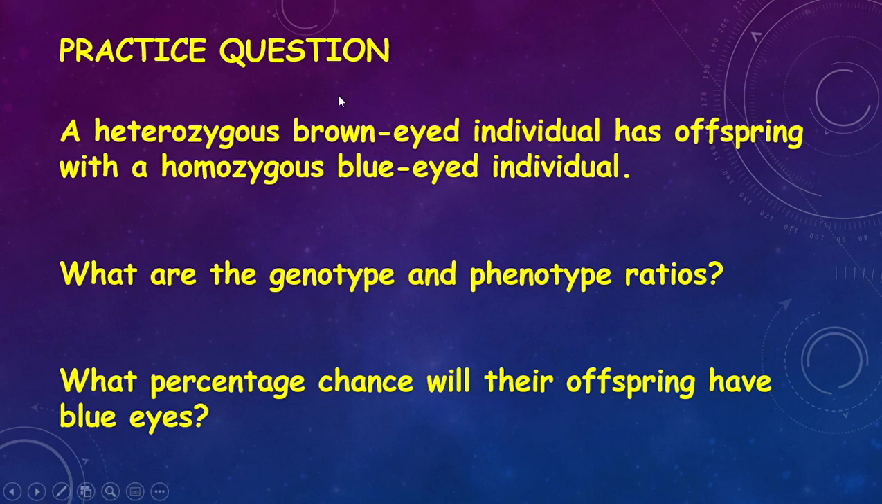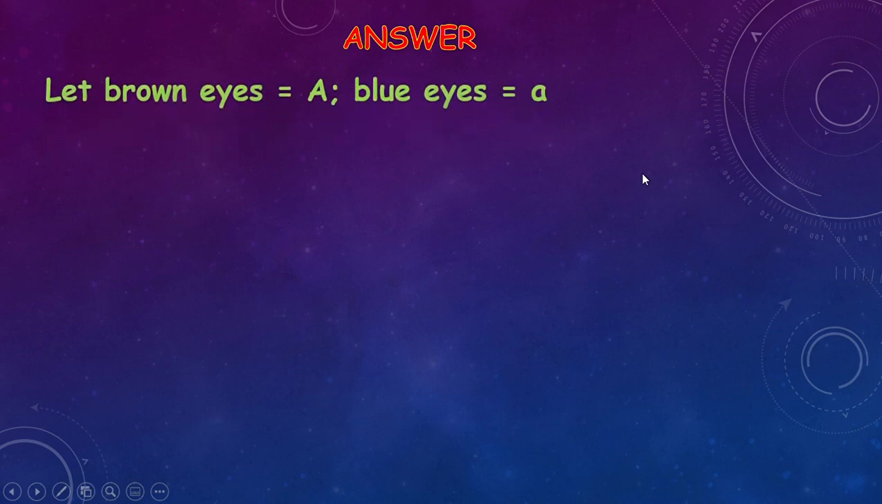So what am I looking at? Eye color. I've got brown eyes and blue eyes. So I have said here, let brown eyes equal the letter A, and let blue eyes equal little letter a. So again, it doesn't matter. I don't have to use B, don't have to use E. I've just assigned a letter. So I'm just showing you, if you used a different letter, that's fine, just as long as they equate to the capital and the lowercase.